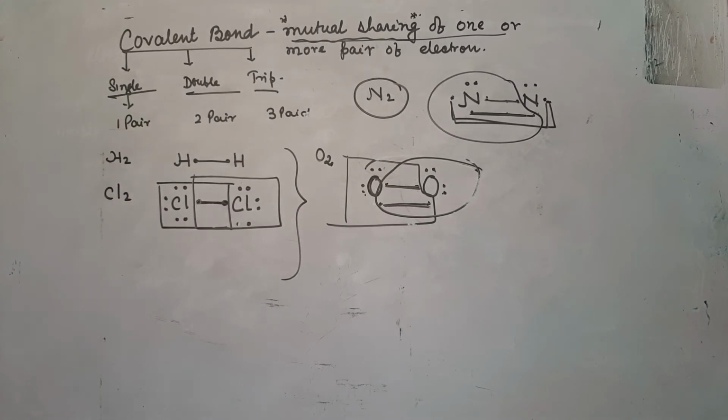So if one pair of electrons is mutually shared, it is a single covalent bond; two pairs, a double covalent bond; and three pairs, that is a triple covalent bond.